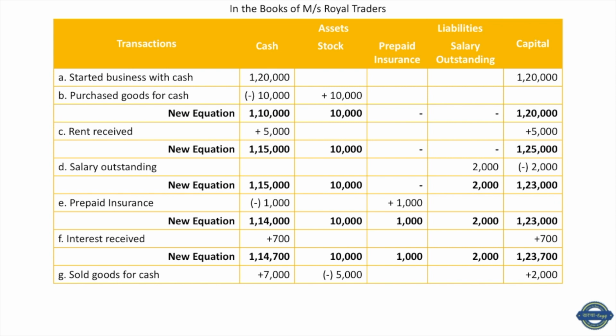Therefore, we will add this 7,000 into the cash column. And since we can see that there is a profit of 2,000, we have sold goods of 7,000 that cost rupees 5,000. Therefore, there is a profit of 2,000. Any profit, any gain of this accounting period will be affected into the capital column. So we will add this 2,000 profit to the capital column.